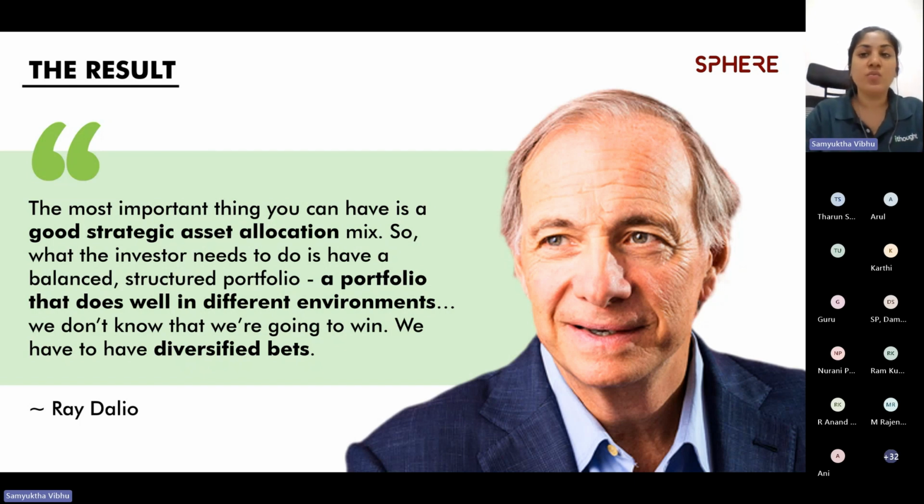And broadly, this is how we're going to structure our conversation. We're going to look at having a good strategic asset allocation. We're going to look at how to have a portfolio that does well in different environments. And we're going to talk about what diversified bets are. Essentially, how we'd like to do this conversation is that we would have Q&A at the end. We'd be happy to take in whatever you want to discuss, and we will see how we can take this forward.